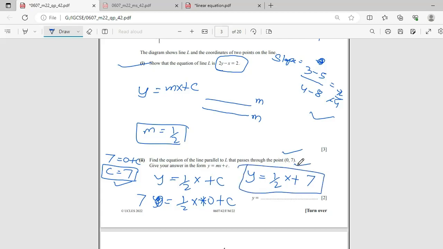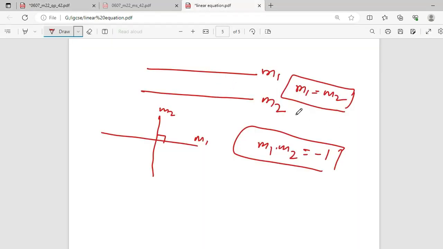And simply, we can say x is 0, which means this is the y-intercept. We can directly write here: y-intercept is 7, gradient is half, y is equal to half x plus 7. So this is the way we can solve the question. This is about the linear equation.